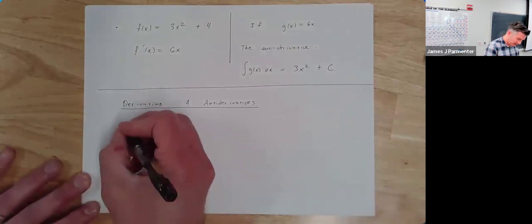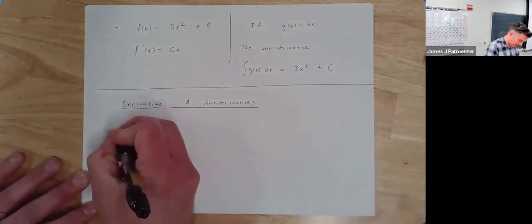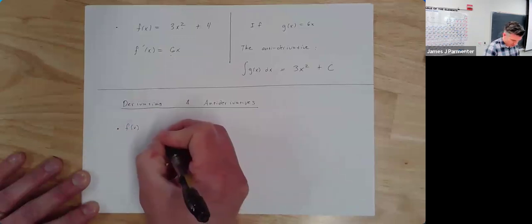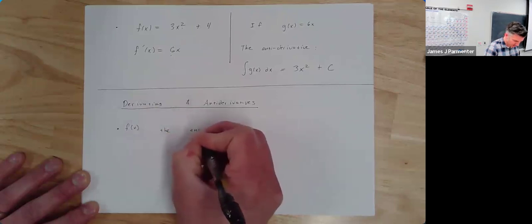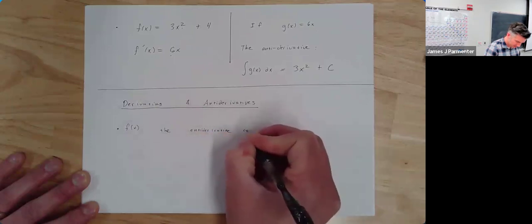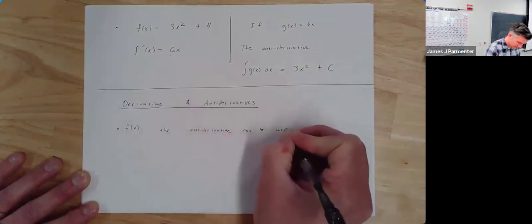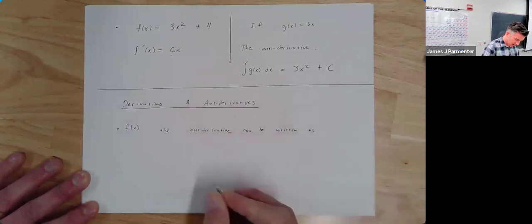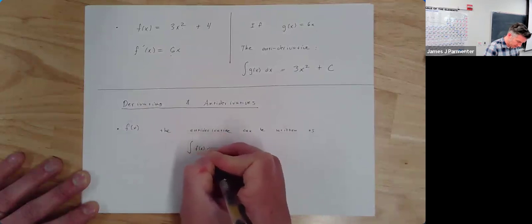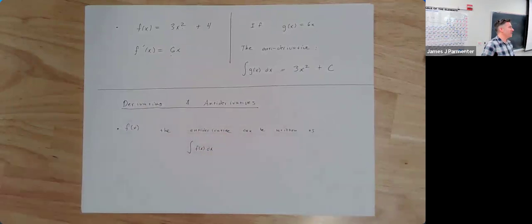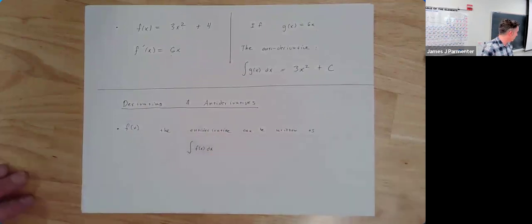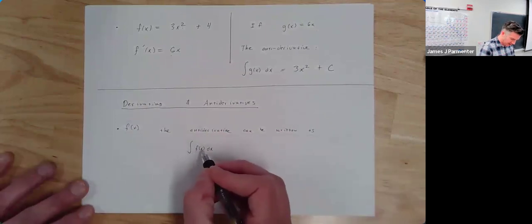So if I say that my function is f of x, the antiderivative can be written in a couple ways. I would generally say this is the way that eventually we'll be writing it, but often we haven't introduced this yet. And so that is an elongated S. It's called the integral symbol, and that is the integral of f of x dx.